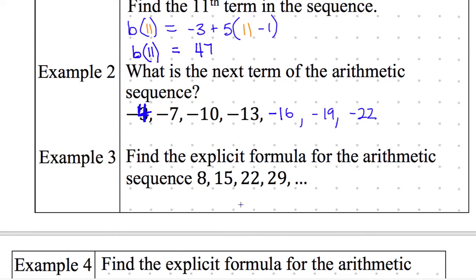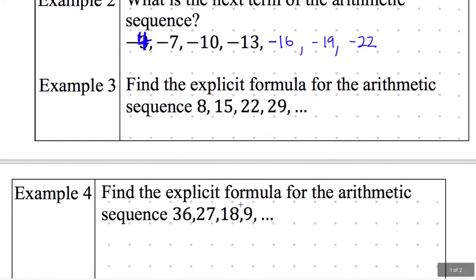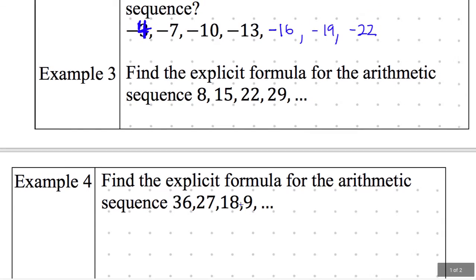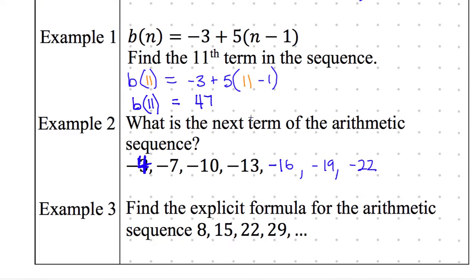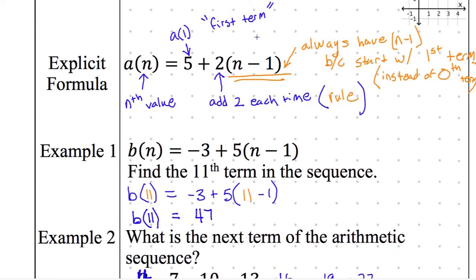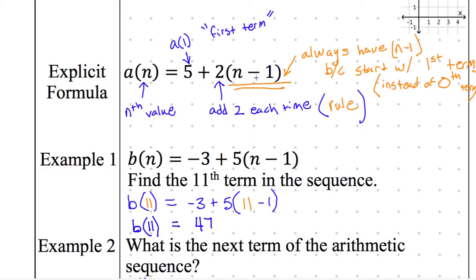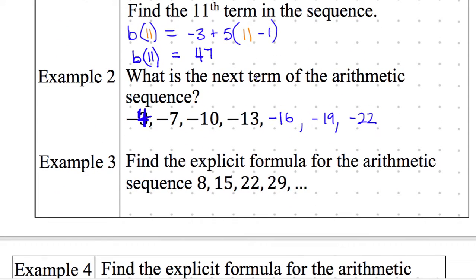All right. And then finally, the explicit formula. That's going to be the hard one. I have 2 examples. Example 3 and then one on the back, example 4. This one can be a little bit tricky. Again, you will always, always, always have n-1. We have that in our notes. So let's set up our problem.